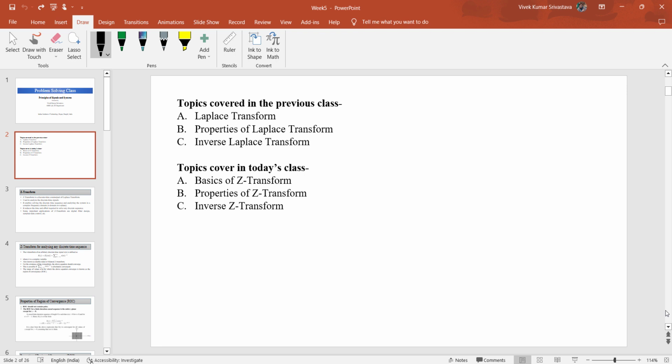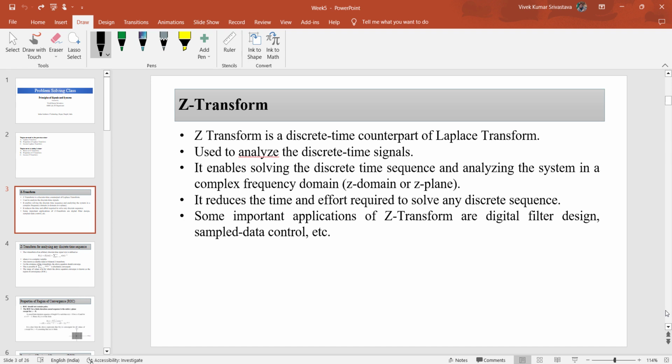So the topic of today's class is the Z transform, where we will see the basics of the Z transform, followed by the properties of the Z transform, and in the last we will see the inverse of the Z transform. So let us start.